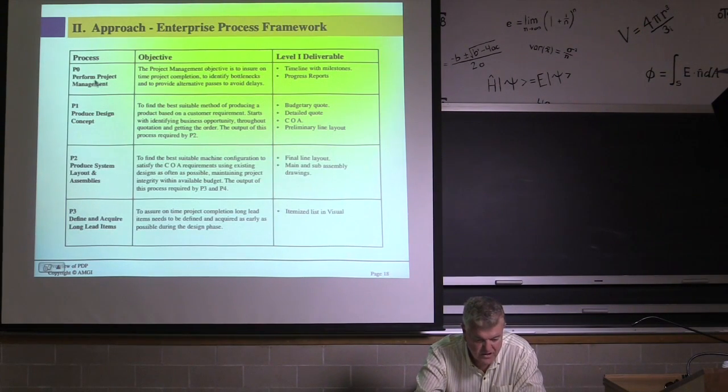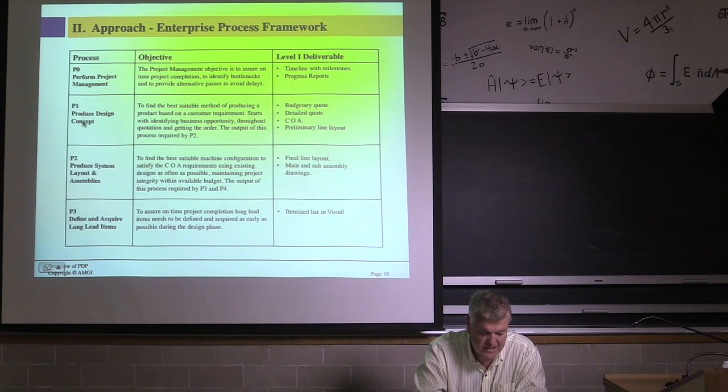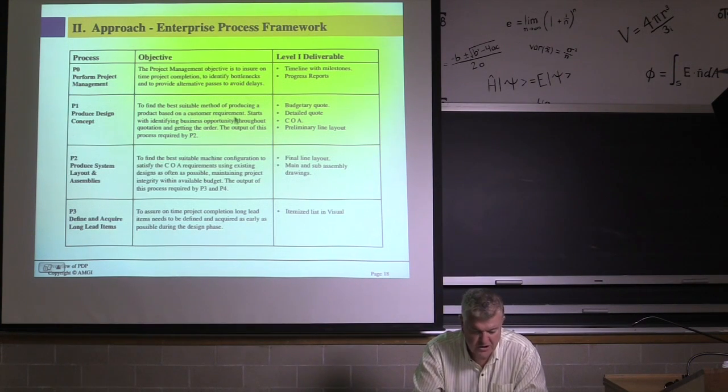So then we looked at the actual processes. So we said produce design concepts, what goes on there to define the best suitable method of producing the product based on the customer requirements. Starts with identifying the business opportunities throughout the quotation and getting the order, and then what the deliverables from that particular process are.